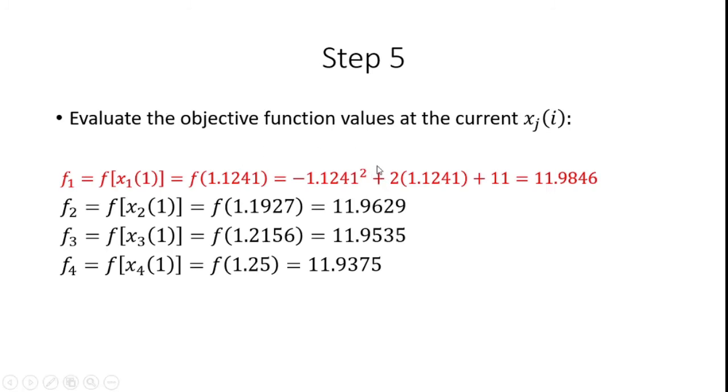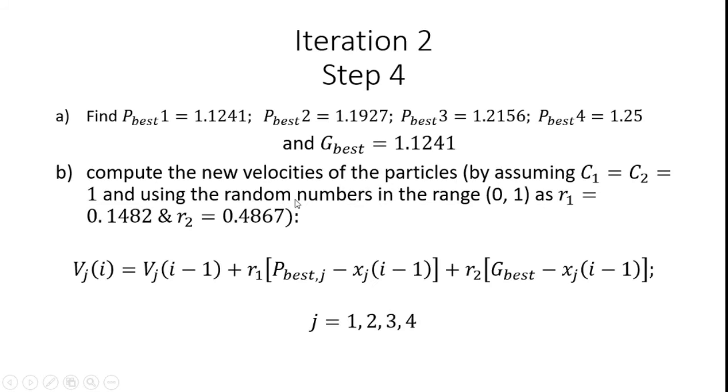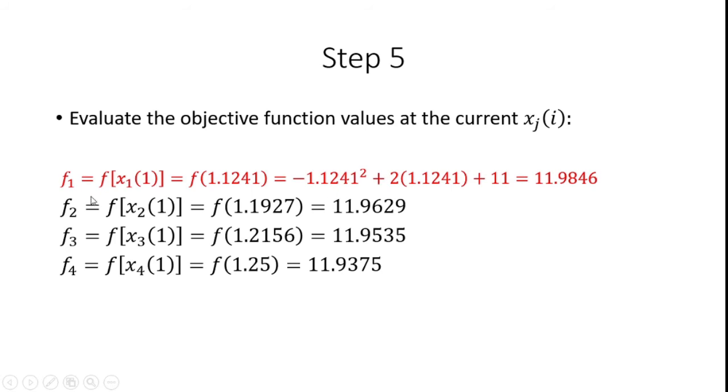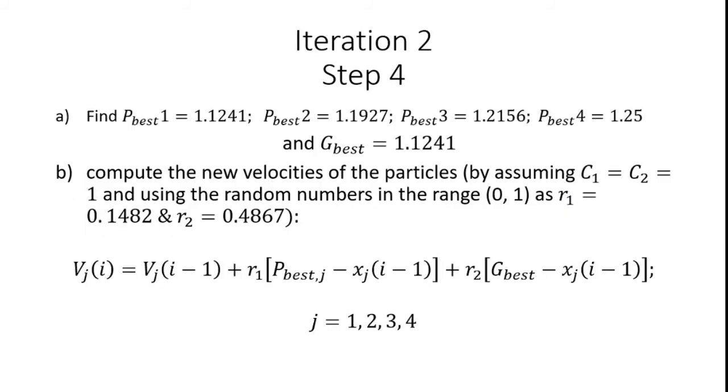Here you see, for P best 1, the corresponding variable is 1.1241, and P best 2 is 11.9629. The corresponding input variable is 1.1927. Here you see, I choose the values as P best 1 is equal to 1.1241, P best 2 is equal to 1.1927. But I got the G best value with F1 because the maximum value is 11.9846. So I choose the G best value from the 4 population as the first population. So the corresponding value 1.1241 is the G best value.